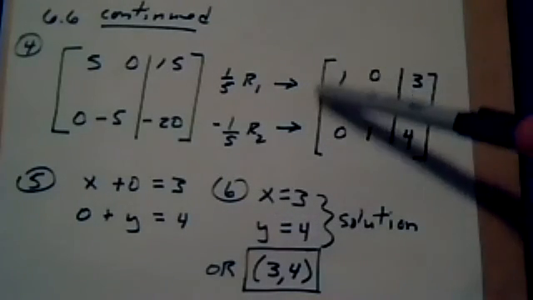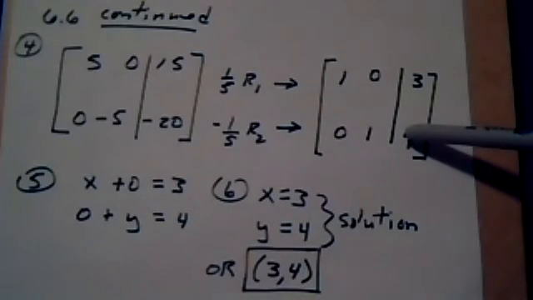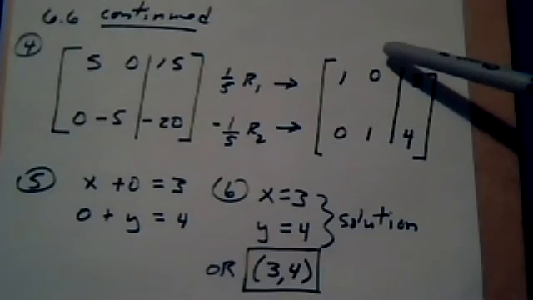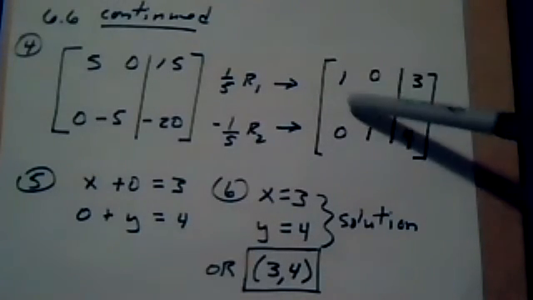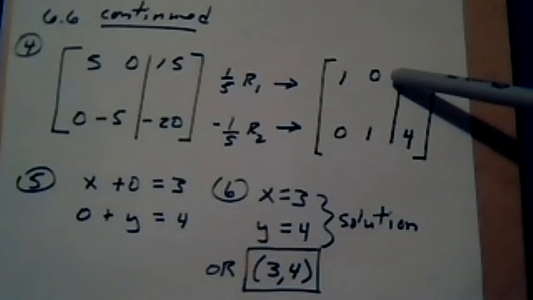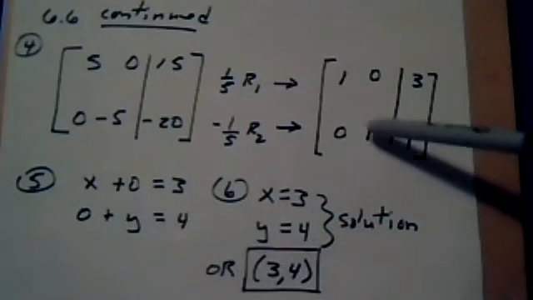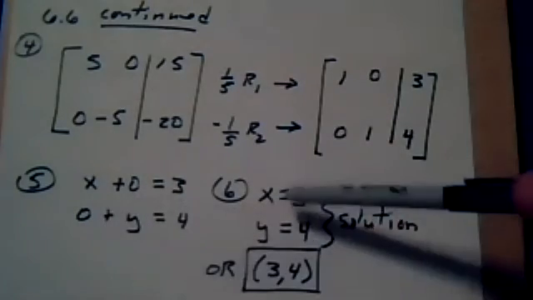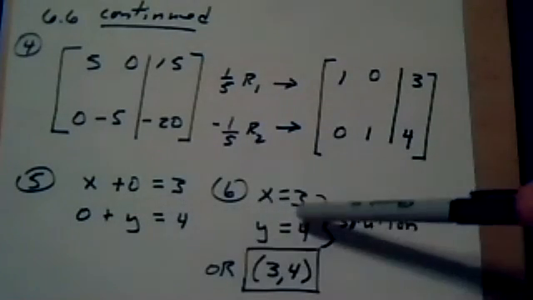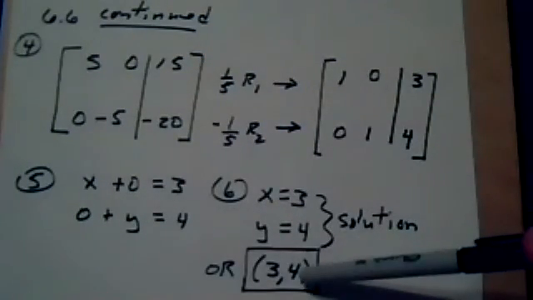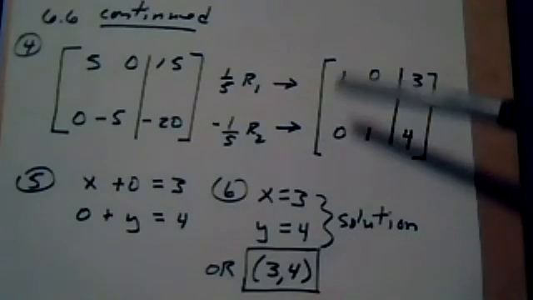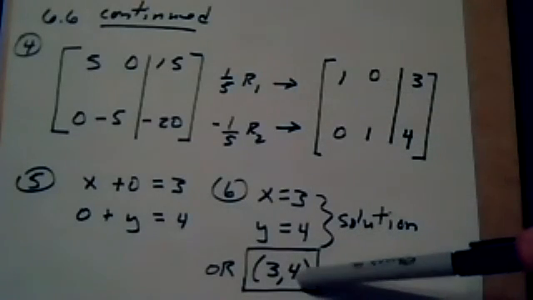So notice the row echelon form. Actually, this is in reduced form because we have zeros both above the main diagonal and below. So notice you're going to put the variables back on, the letters back on, and this tells you that x should be 3 and y should be 4. This is a unique solution. There's one solution. That means these two lines, if you were to draw them, would intersect at this location.